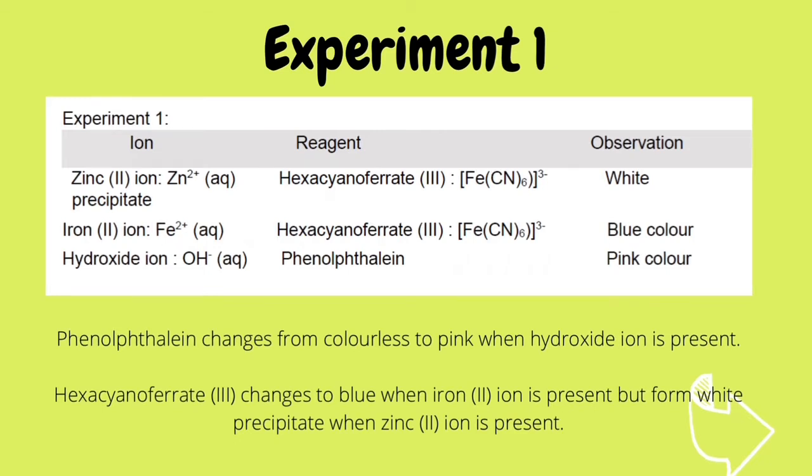Let's take a look at experiment 1 and experiment 2 included in this question. In experiment 1 is a table of ions, the reagents involved, and the observations that can be seen. Firstly, hexacyanoferrate 3 ions change to blue when iron 2 ion is present, but form white precipitate when zinc 2 ion is present. Meanwhile, phenolphthalein changes from colorless to pink when hydroxide ion is present.